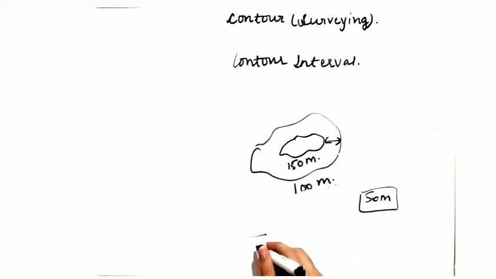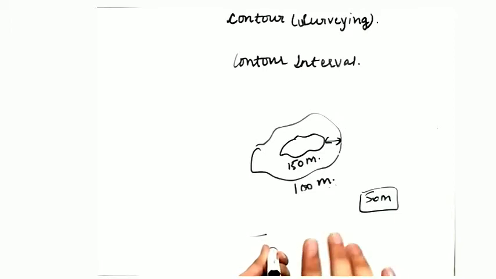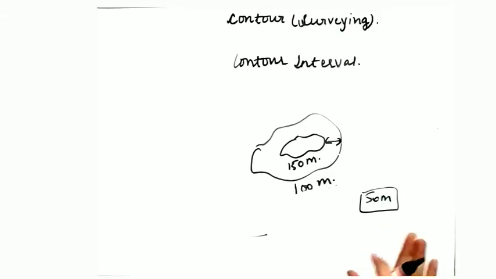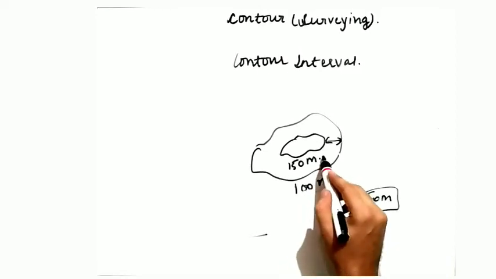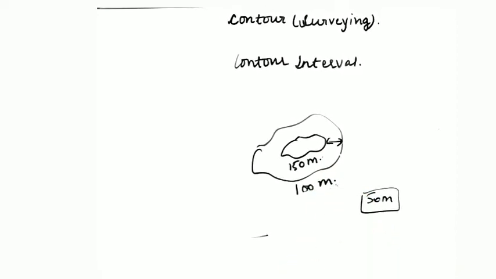This is mean sea level. Then 100 meters above this mean sea level is the contour of 100 meters. Then 50 meters above this 100 meters contour will be the contour of 150 meters. So there is a vertical difference of 50 meters between these contours. So this 50 meters is called the contour interval. How to calculate the contour interval? You just have to subtract this and this. You will get the contour interval.